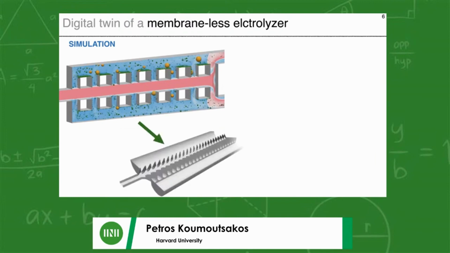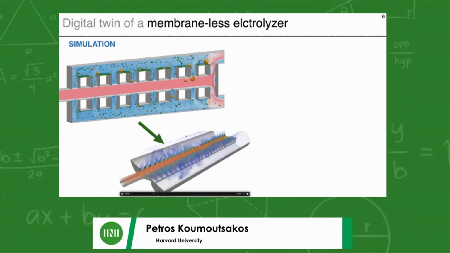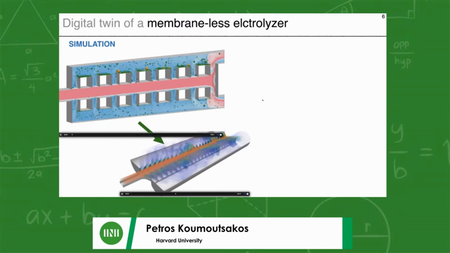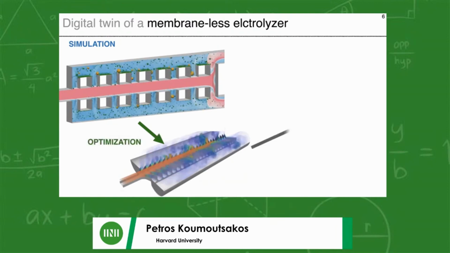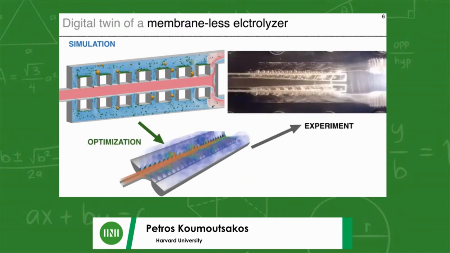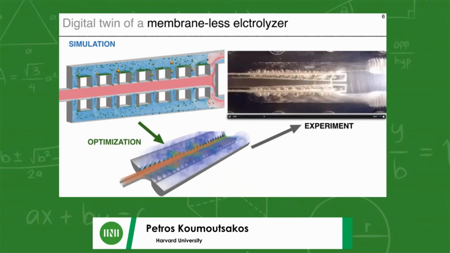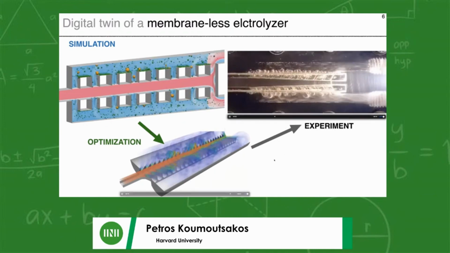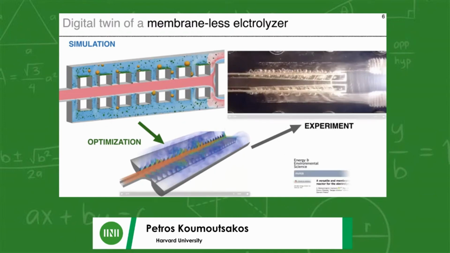So we did a lot of simulations. We developed a new device like this, which we call the volcano, because it pushes things into their own compartments. After that, the experimentalists went on and developed these membraneless electrolyzers with the help of the simulations.